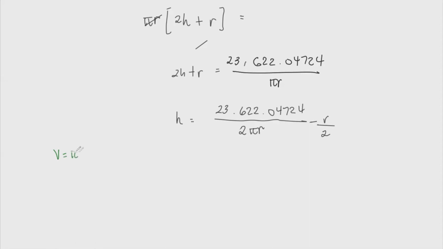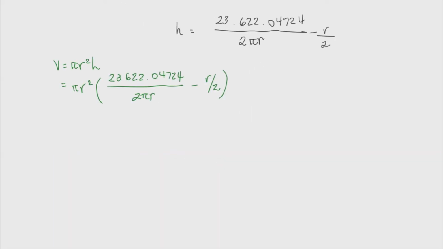So we have V equals pi r squared h, and then V equals pi r squared, and then the height is 23,622.04724 over 2 pi r minus r over 2. And then we differentiate. Let me just distribute r first so that it will be easier for us. This pi r squared.